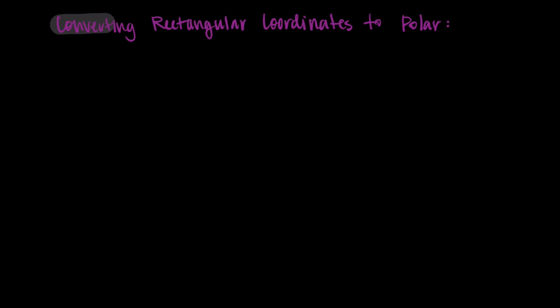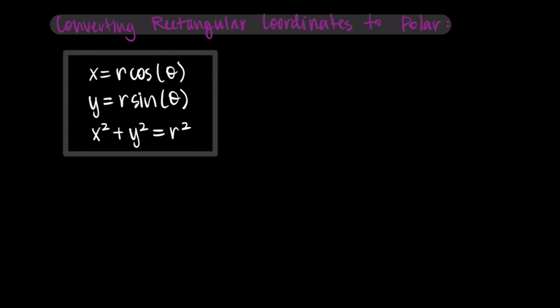Hi and welcome back. So in this video we're talking about converting rectangular or Cartesian coordinates to polar coordinates. In my last video we went from polar to rectangular, and I talked about these formulas that we are going to use to help us do that. If you want to see where these formulas come from, check out that video.